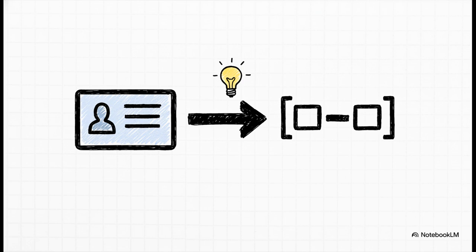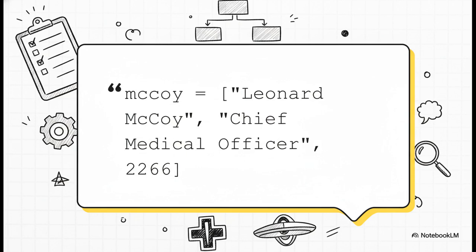So let's picture a scenario. You're building a program to keep track of employee data. If you're just starting out, your first instinct is probably to grab a tool you already know and love, like a plain old list. So you might just whip something up like this. You make a list called McCoy, and you pop in his name, his job title, and the year he started. And you know what? At first glance, it works. All the data is there, in one place.